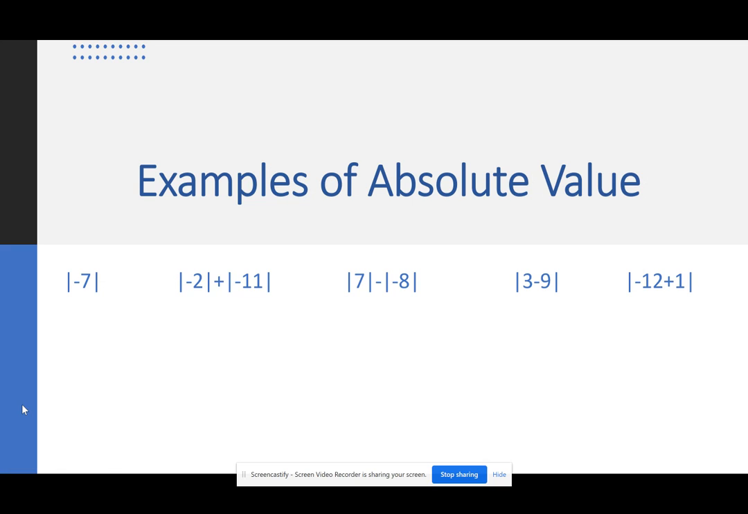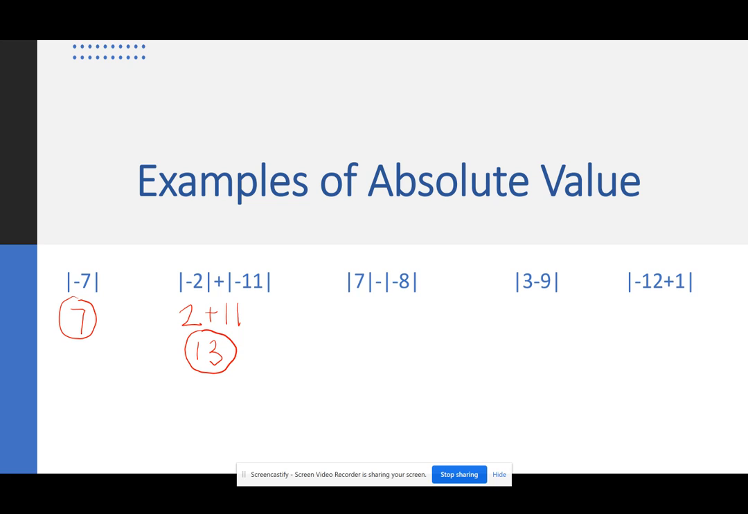So we have the absolute value of -7. You just make it positive, so it's just 7. Here we're adding some, so you want to take your absolute value first. So you have the absolute value of -2 is +2. Copy down your plus sign. The absolute value of -11 is +11. So now we just do 2 plus 11 is 13.